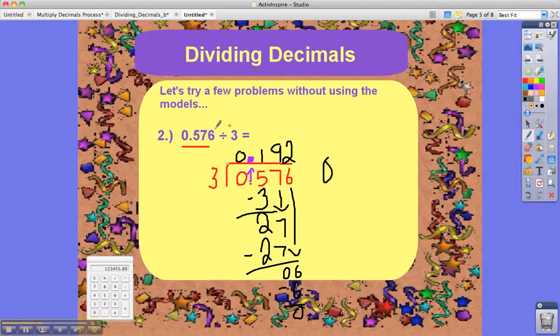So my answer for 576 thousandths divided by 3 is 192 thousandths.